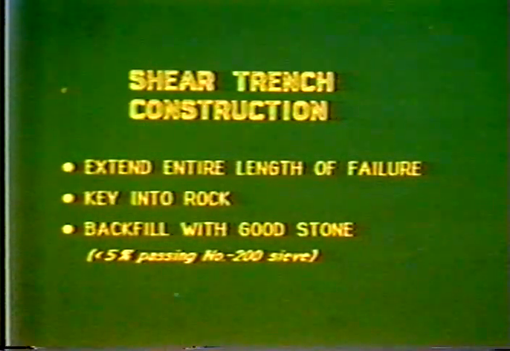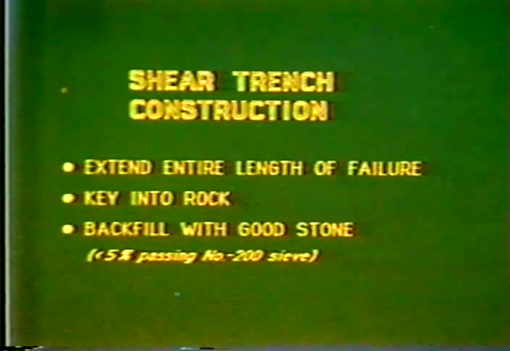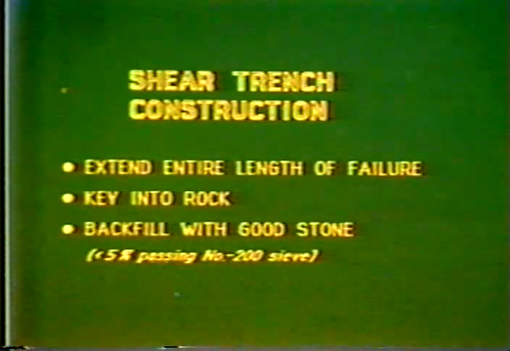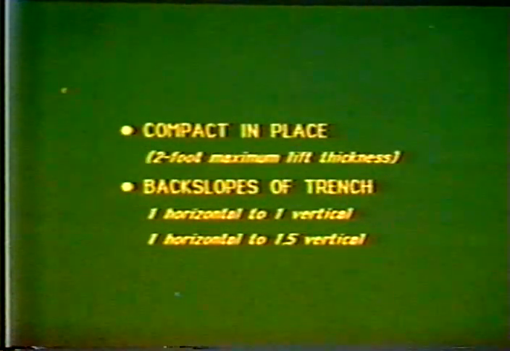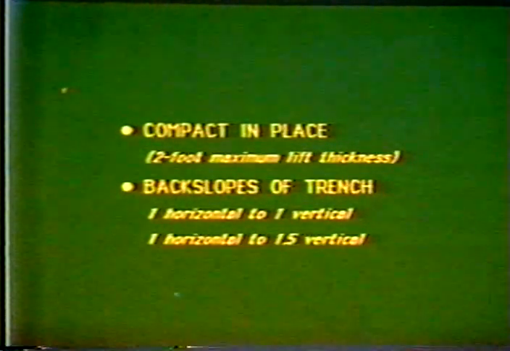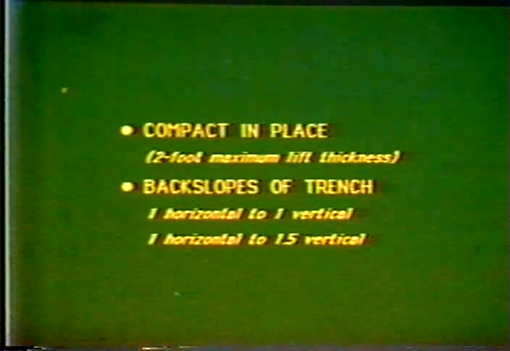And usually, good stone might be defined as less than 5% passing the number 200 sieve. Essentially, there's very little fine-grained material in the stone. Number 57s or something like that. When we start building the trench, we need to compact the backfill or the stone. You can compact it with a crawler tractor in place. I would recommend somewhere around 2-foot lifts. Each lift should be 2 foot and compacted.